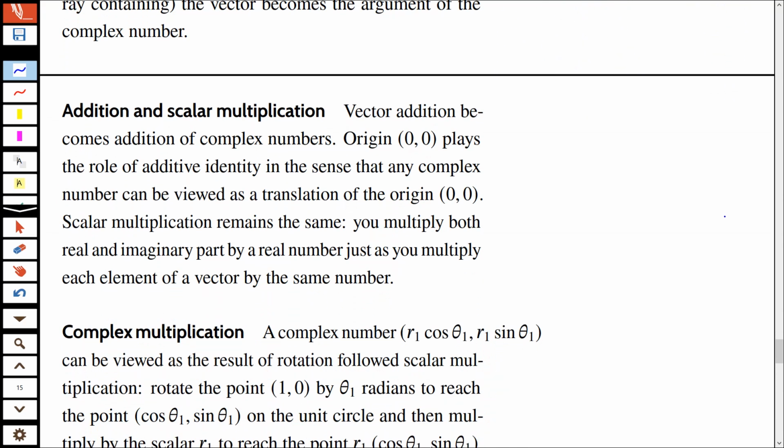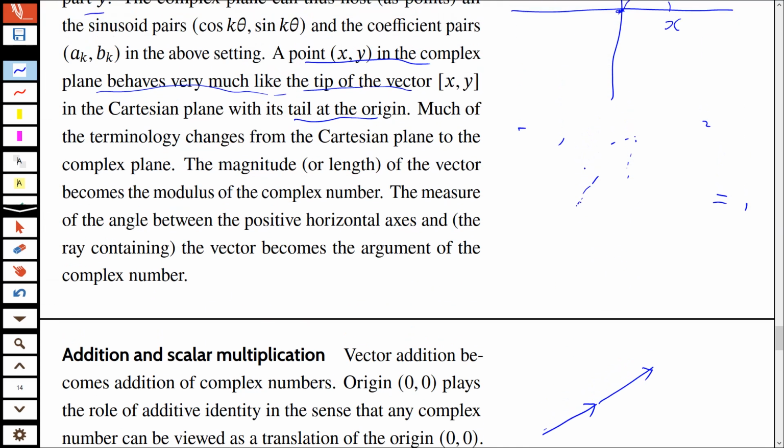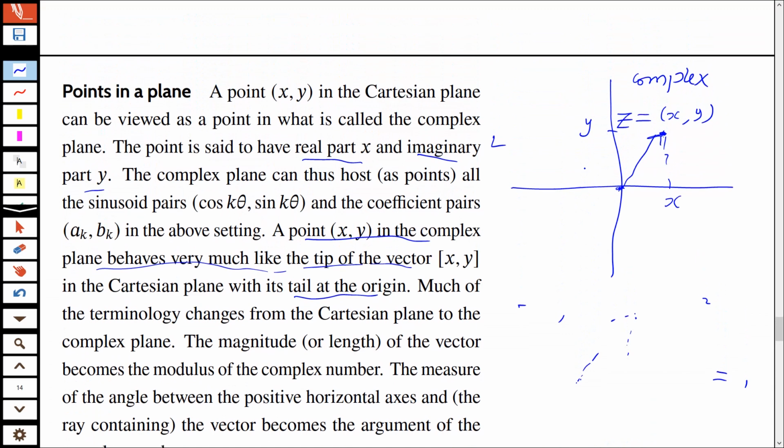We also use scalar multiplication with vectors. If you have a vector of some length and you multiply it by some number, let's say k, 2 times or 3 times, the length changes, but the orientation doesn't change. Another terminology is important.